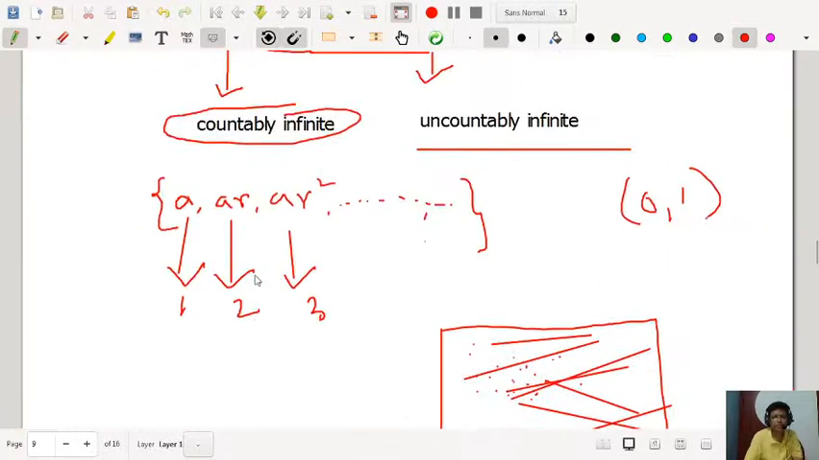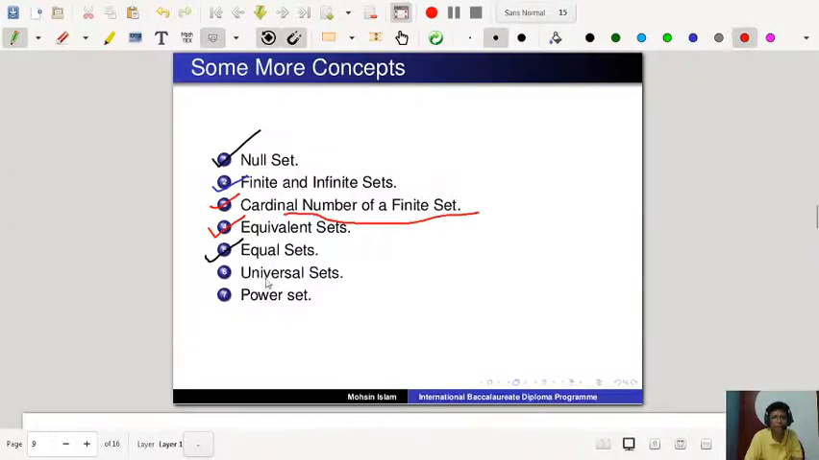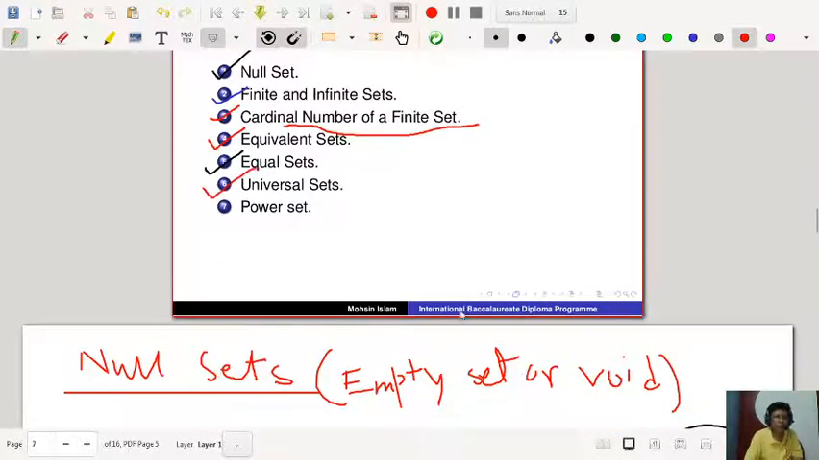Next, let me explain: what is a universal set? What do you mean by the word universe? I heard about it, but I never knew what it was. Universe means this Milky Way galaxy, the galaxies and the planets, the stars, all the things are the universe.